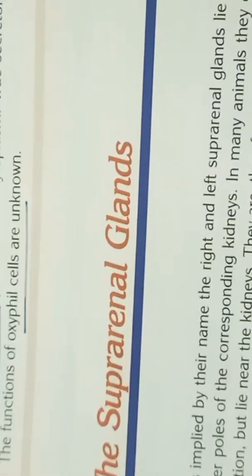In the electron microscope, we can see the active chief cells, which have abundant granular endoplasmic reticulum and a well-developed Golgi complex, as they are active.